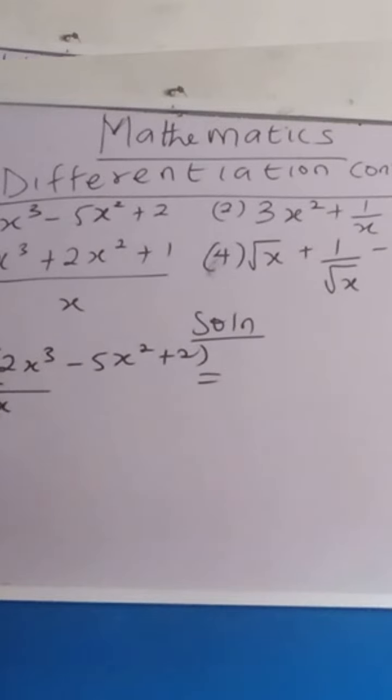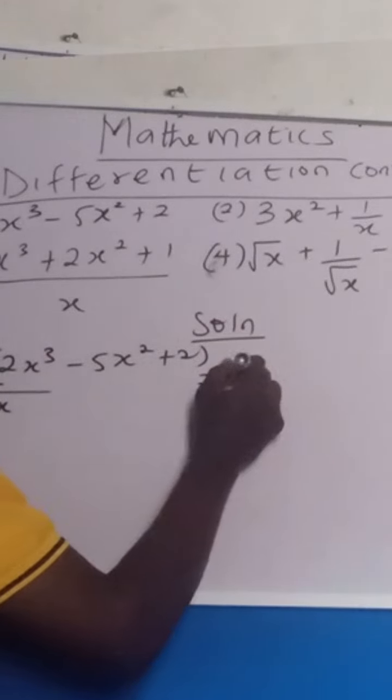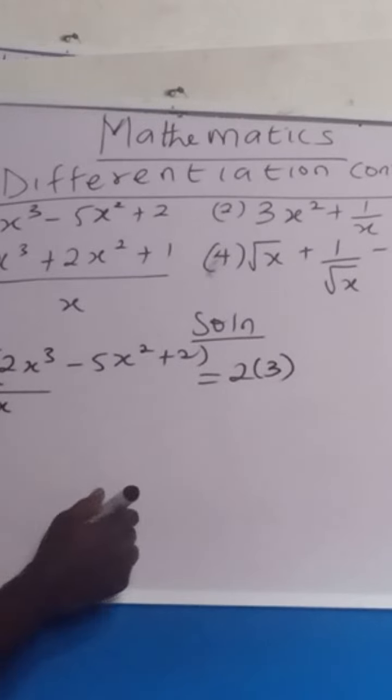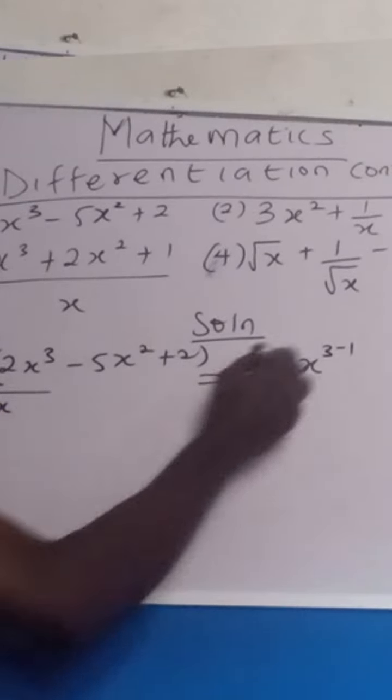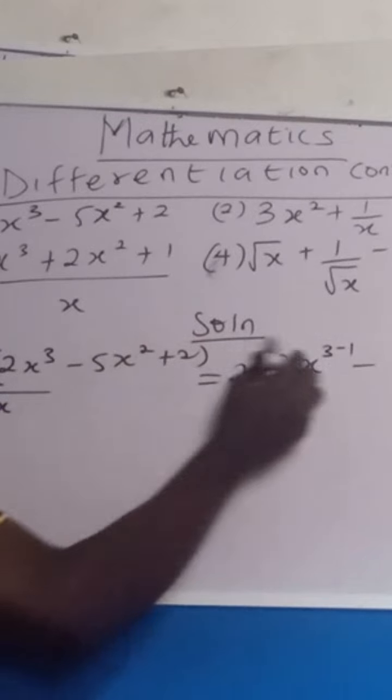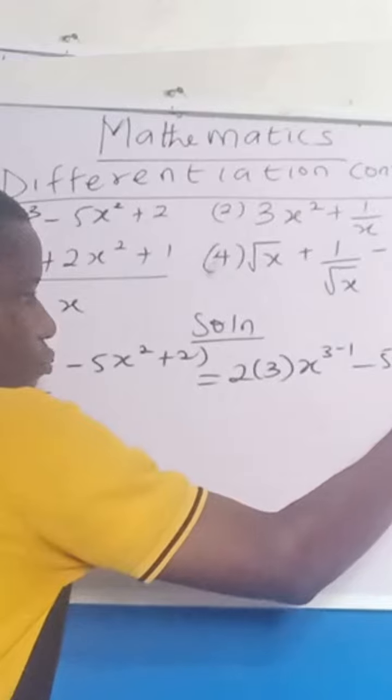So now look at this. What am I going to do here? Now differentiate. Remember, I was saying the power comes down. I'm going to have 2 coming down, then I have x^(3 minus 1), right? Minus, these 5, 2 coming down, and I have x^(2 minus 1).